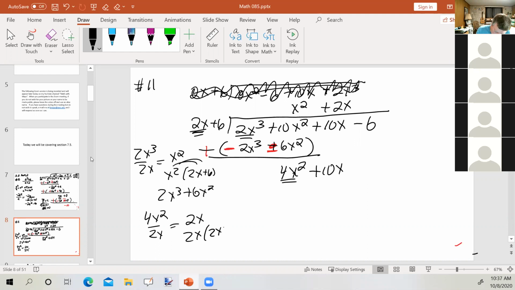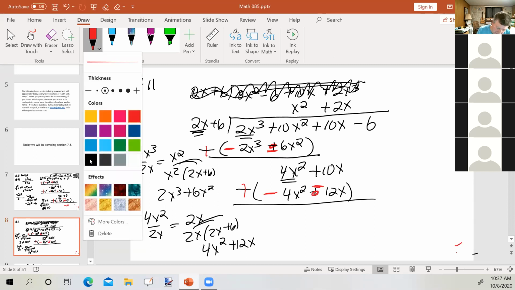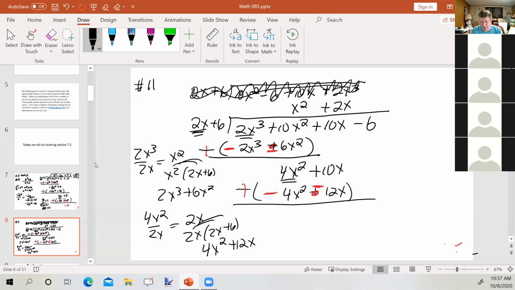2x times 2x plus 6 is 4x squared plus 12x. Subtract that quantity from what's up above. Change it to addition of the opposite. Add up the columns. 4x squared plus negative 4x squared is 0. 10x squared plus negative 12x squared is negative 2x squared minus 6.